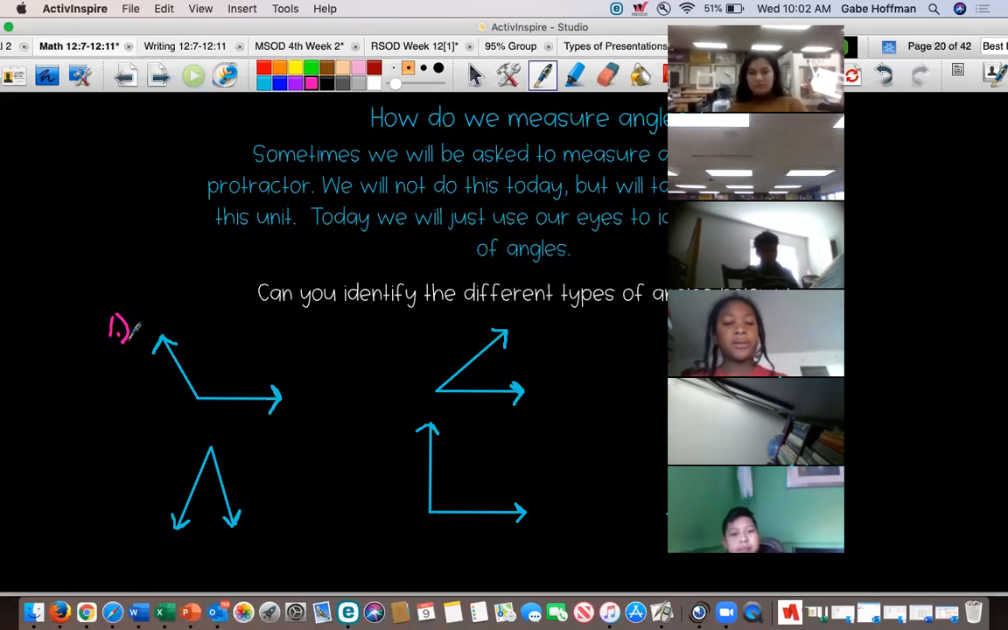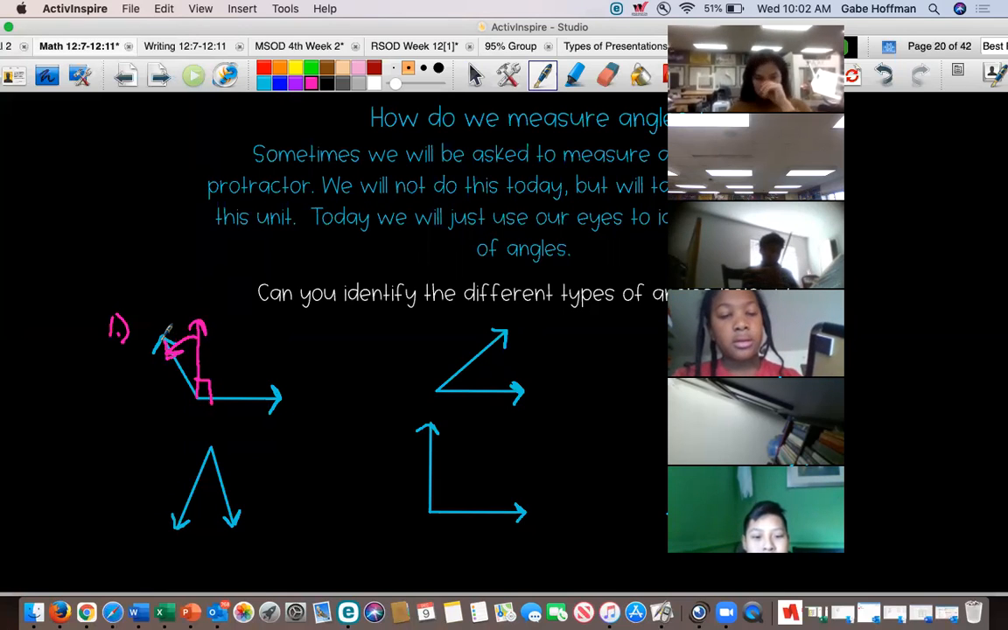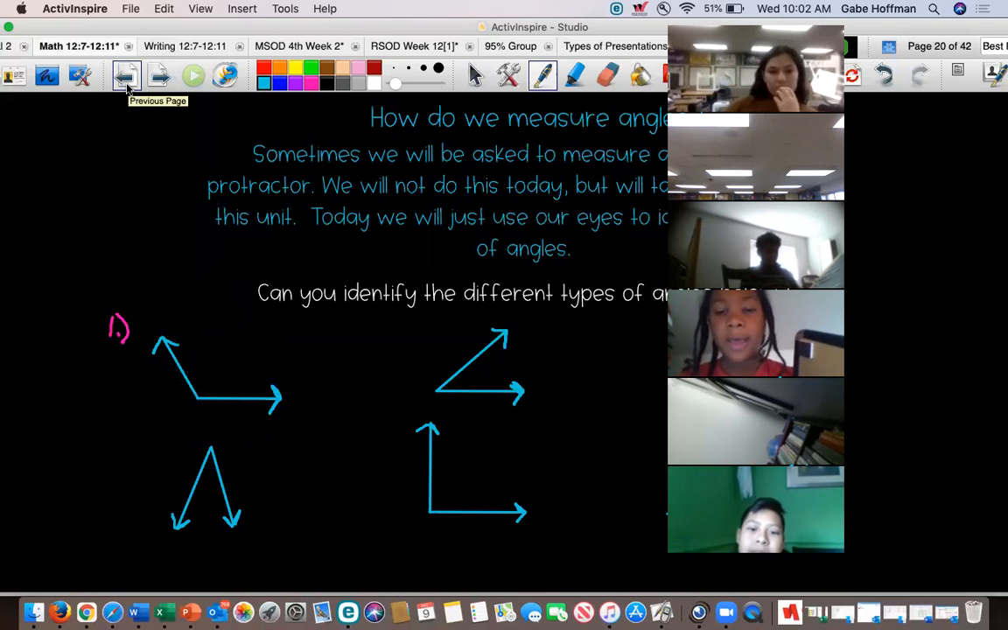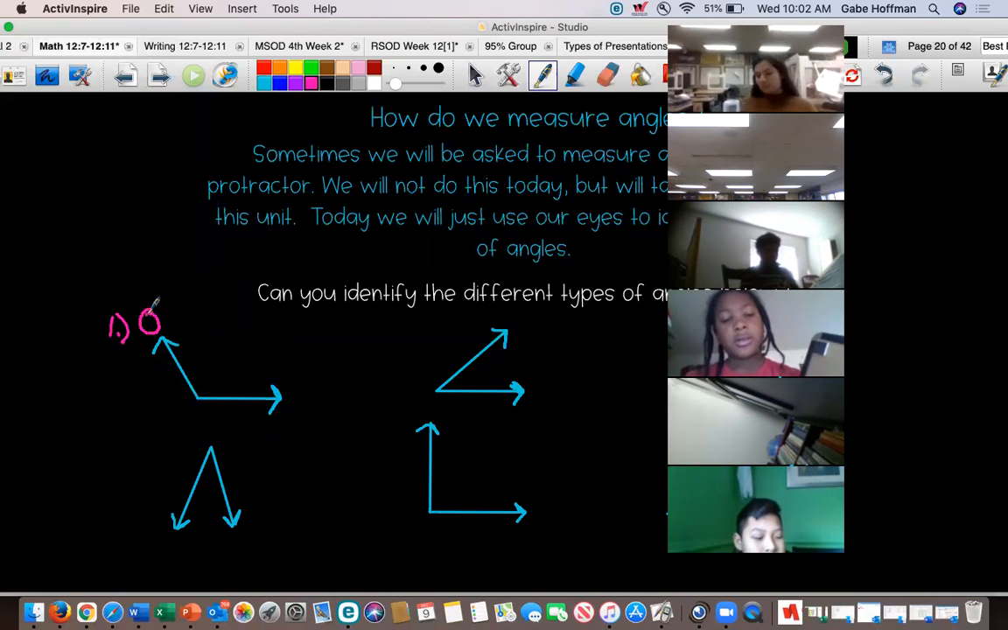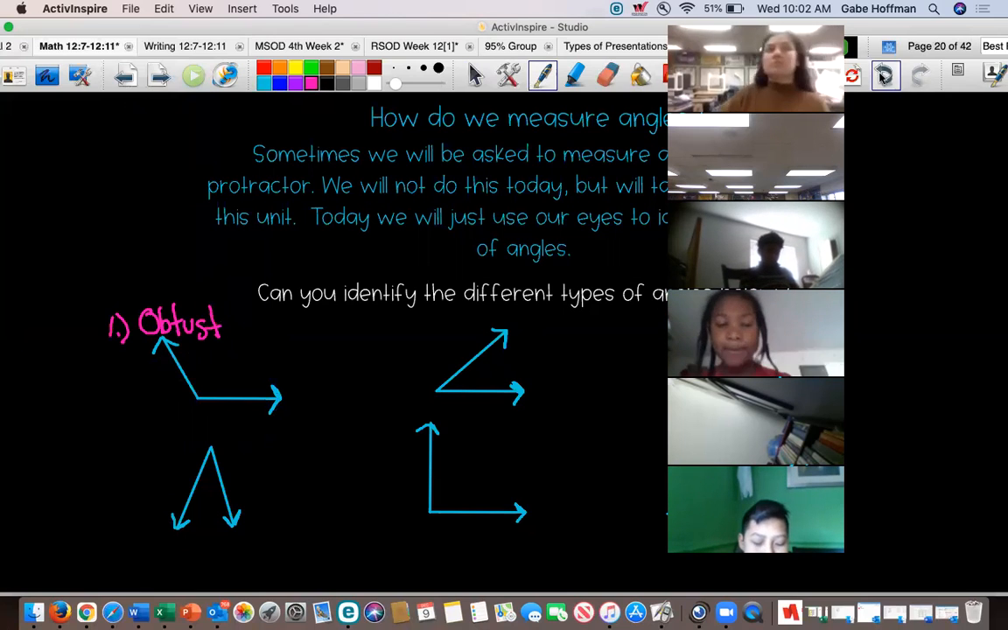Acute. Now remember, acute is little, it's closed. Is that a closed angle or an open angle? Open. Yeah, remember, 90 degrees is this. If it goes more than that, it's greater than 90 degrees. What do we call an angle that's greater than 90 degrees? Obtuse. Obtuse, yep. So number one is obtuse. It's open. You'd have to open it up.